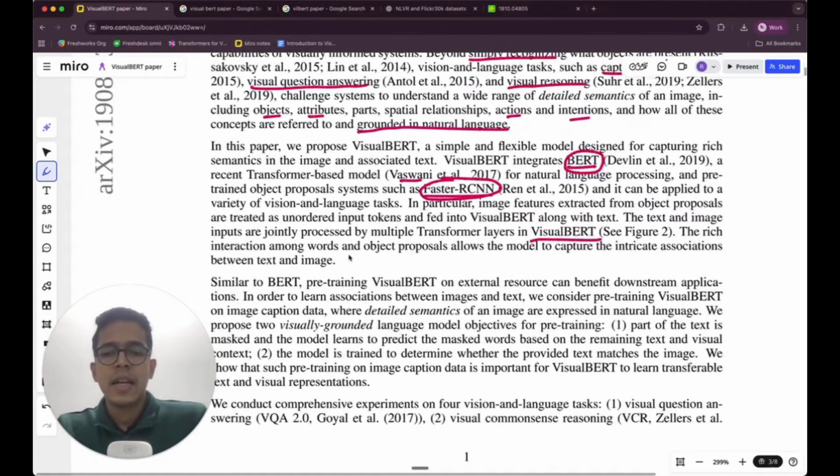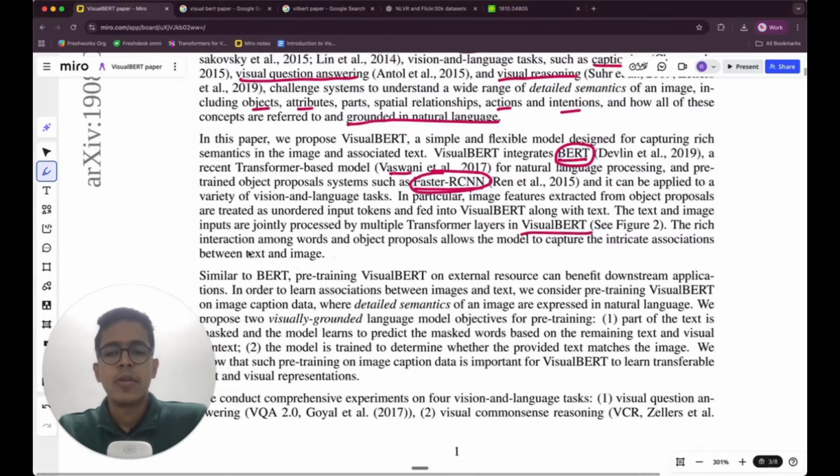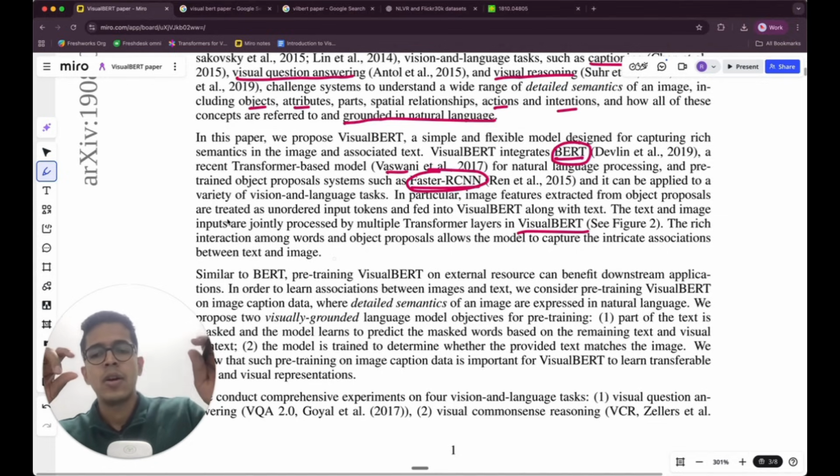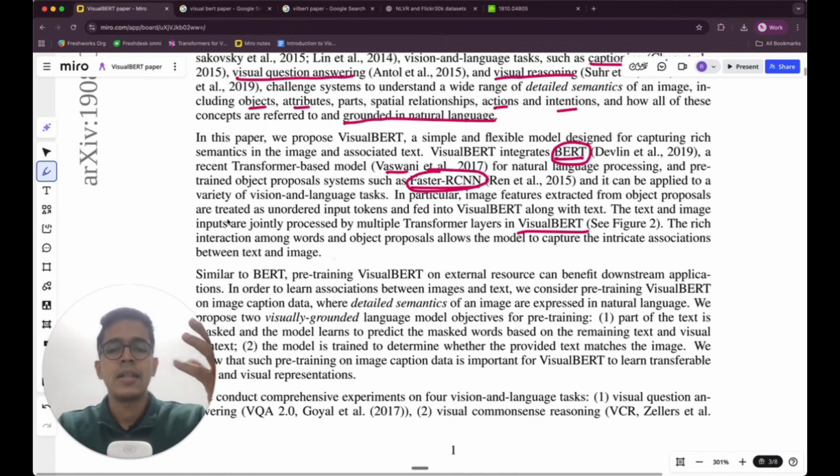The rich interaction among words and object proposals allows the model to capture the intricate associations between image and text. What do we mean by rich interaction among the words and object proposals? Object proposals are the tokens corresponding to the image. The words are the tokenized sentence, and the interaction between those two is captured through self-attention. The transformer self-attention will create attention scores between different tokens. That is how you capture the relationship between words and regions in an image.